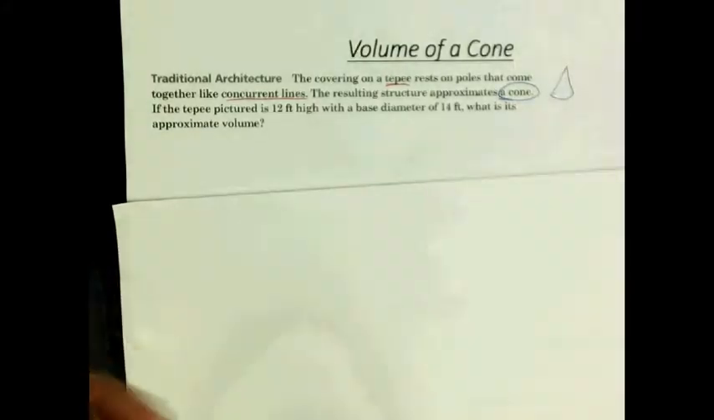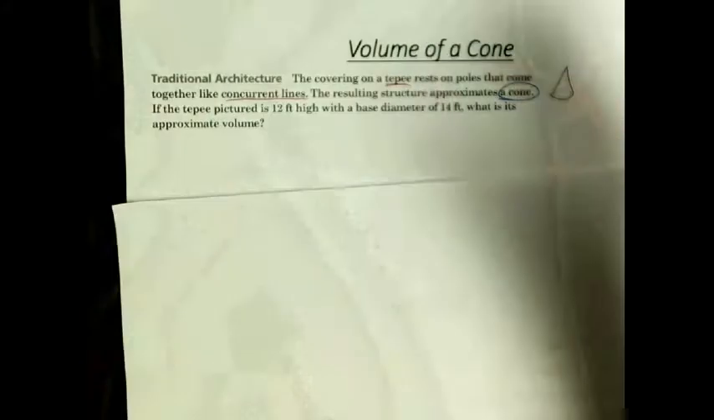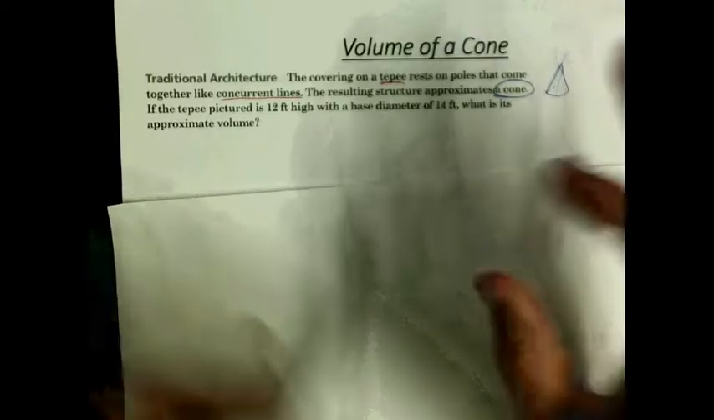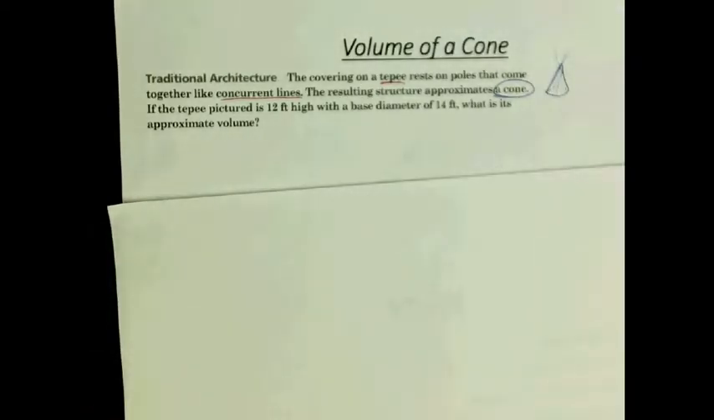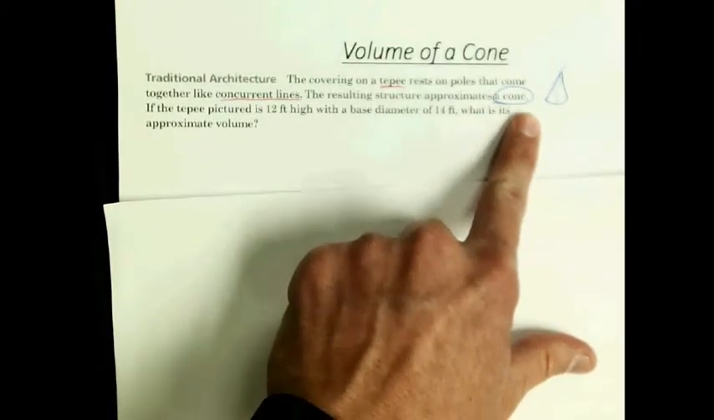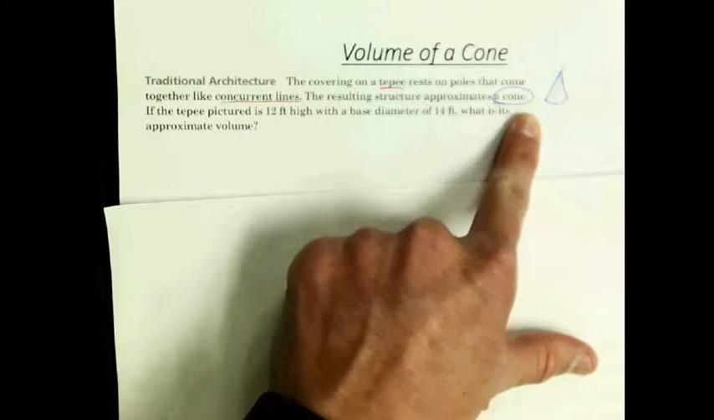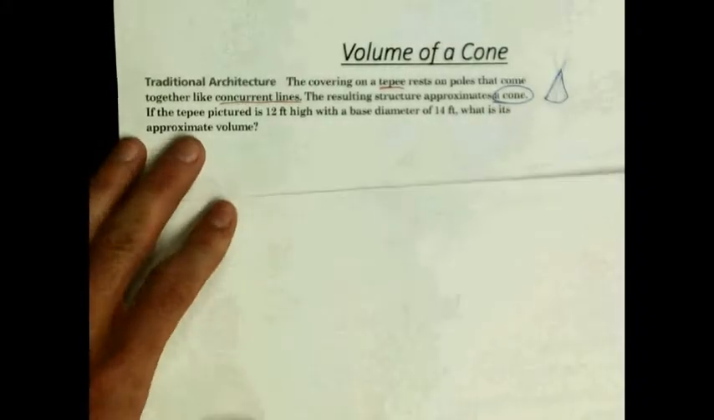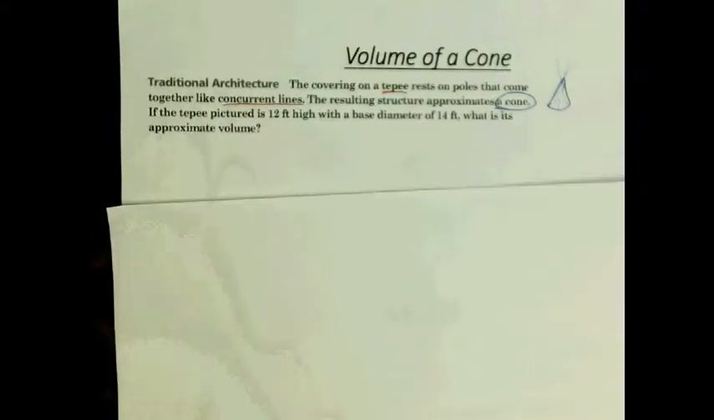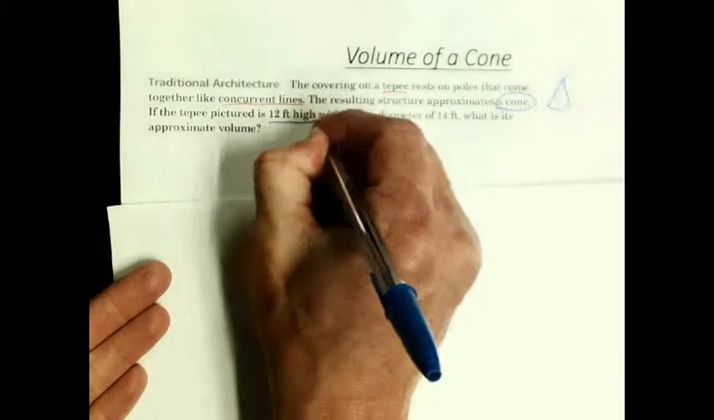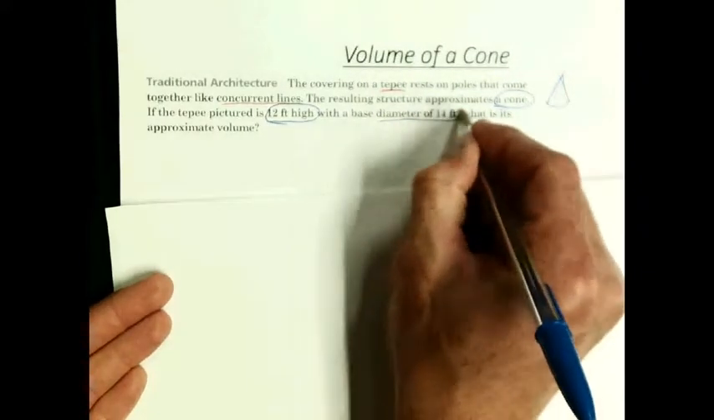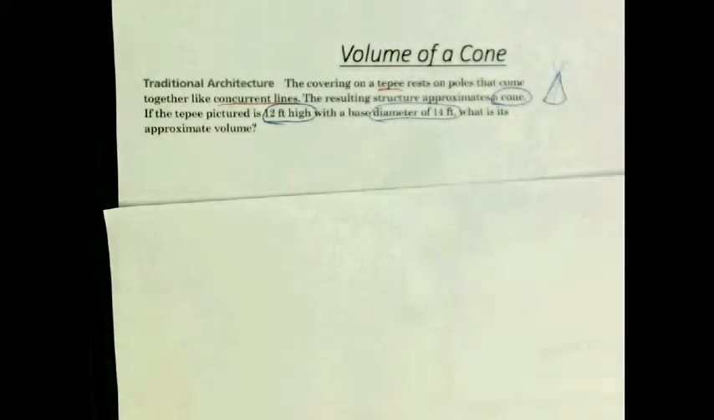And you remember, if you don't know the teepee, the Native American living dwelling, sticks come together and they put the canvas around it. Anyway, it's a nice little tent. But what's important is we know that we have a figure that is approximating a cone. If the teepee is 12 feet high, that's useful. That's a height. With a base diameter of 14 feet, what is the approximate volume?